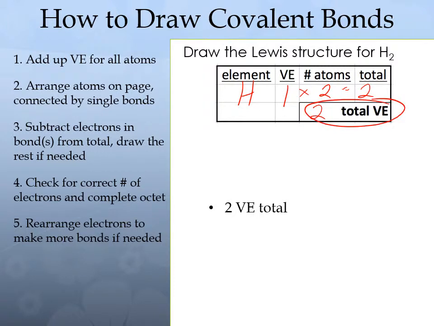I have to use 2 electrons to combine and connect these 2 hydrogen atoms. Step 2 says to arrange the atoms on the page connected by single bonds.